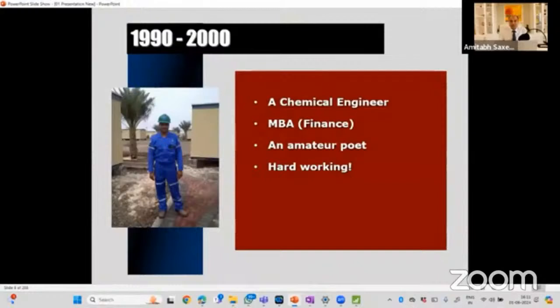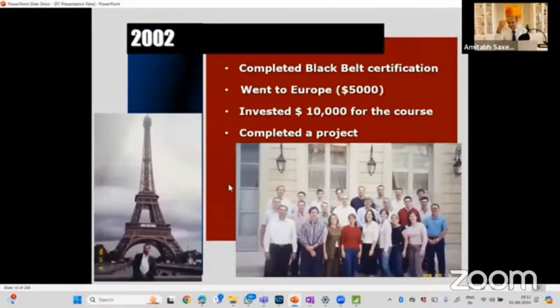About me, I'm a chemical engineer. Earlier, I used to work hard. Still, I work hard. I am an MBA in finance too. I'm an amateur poet, and I work more than 14 hours per day, because Lean and Six Sigma is such an excellent and exciting journey that you don't feel like taking rest. So you have lots of clients, lots of projects, and lots of work in hand.